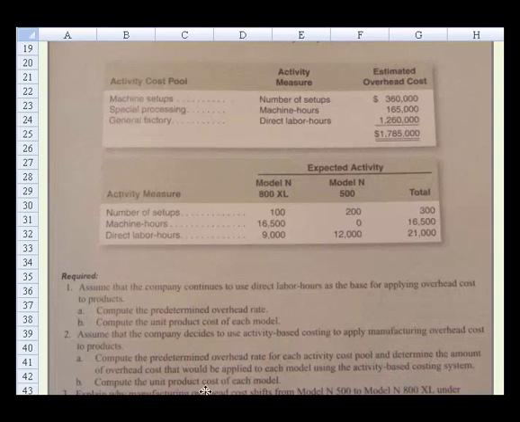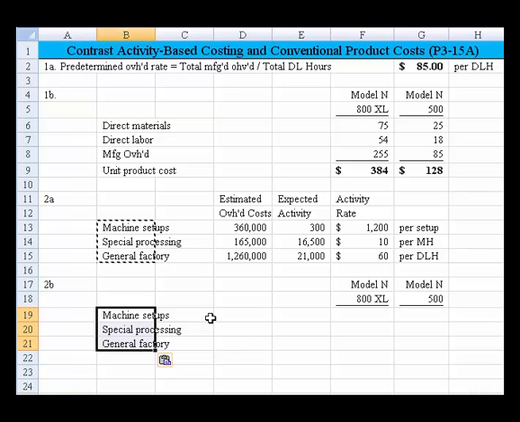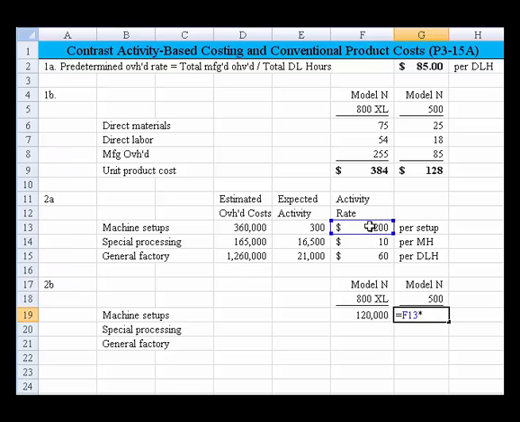Now, Model N used 100 setups, the 800 XL used 100, and the 500 used 200. So machine setups, which is equal to the $1,200 rate for Model N 800 XL, is times 100 setups. And we take that same activity rate times 200 setups, which relate to the Model N 500.